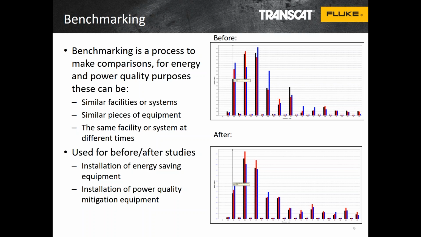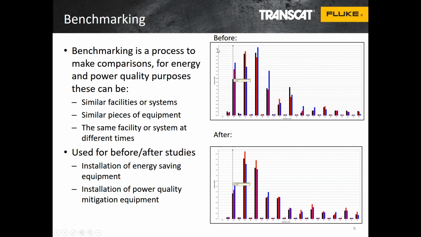In this case, we have a simple, on the graph here, you can't probably see the detail too much, but here there was an installation of some filters. So we have high harmonics on the top graph, and they've been reduced in the bottom graph. So we have a reduction.